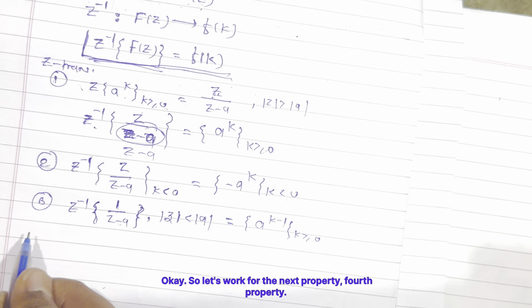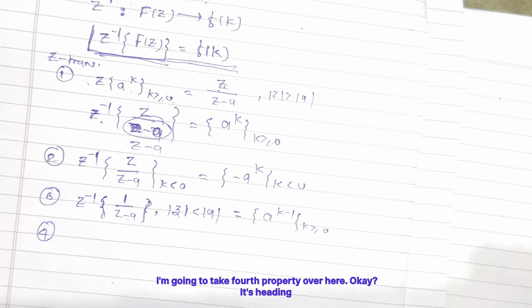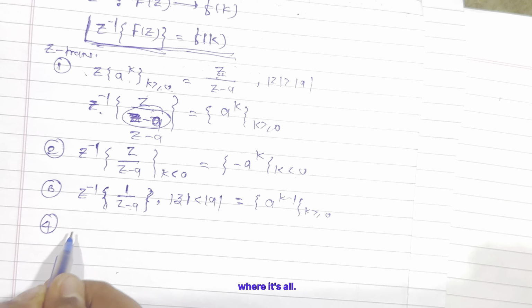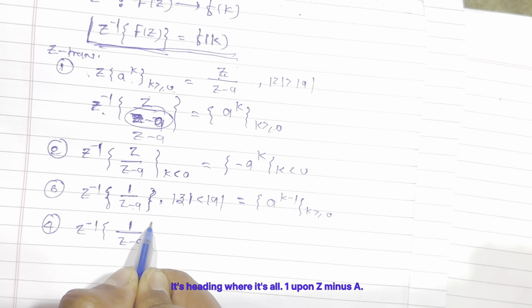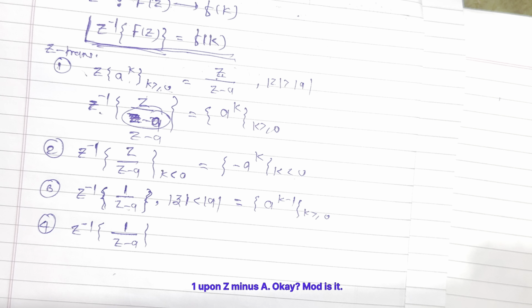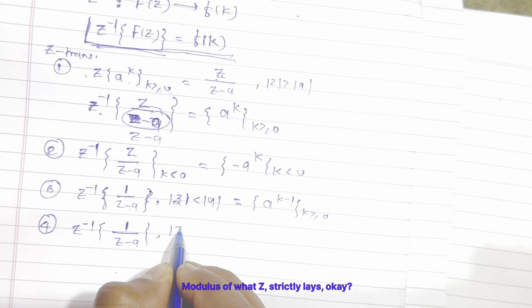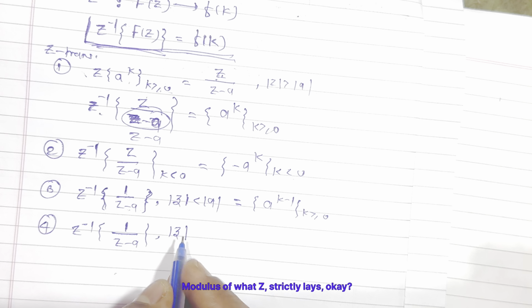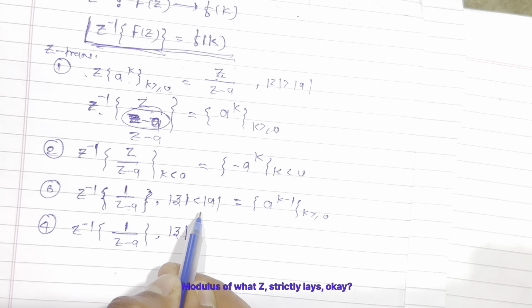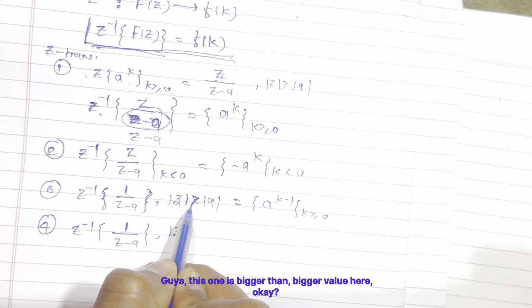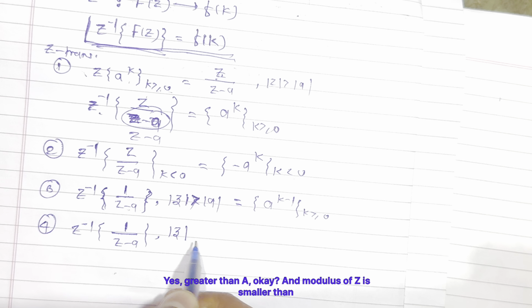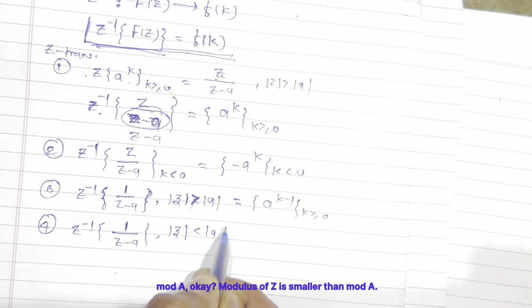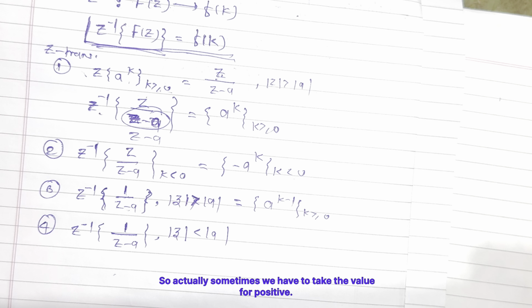Okay, so let's go for the next property, the fourth property. I'm going to take the fourth property over here. Z inverse of 1 upon Z minus a, where modulus of Z is strictly less than modulus of a. Guys, in the other case this one is the bigger value here, modulus of Z greater than a. And here, mod Z is smaller than mod a.